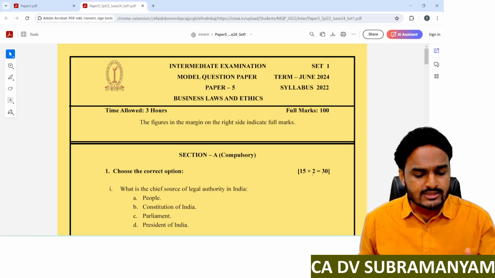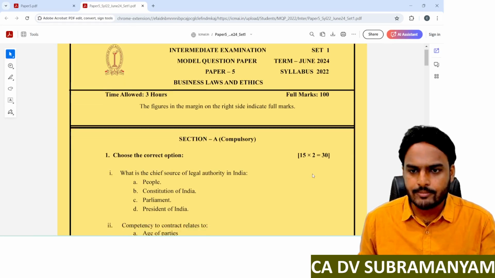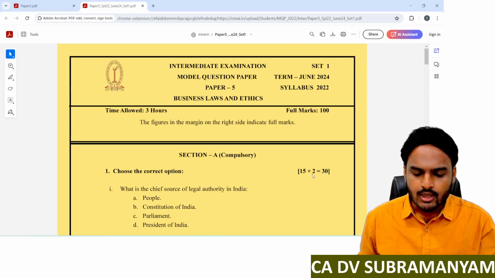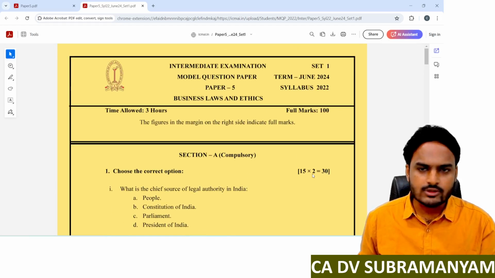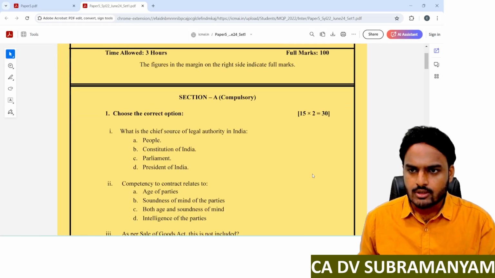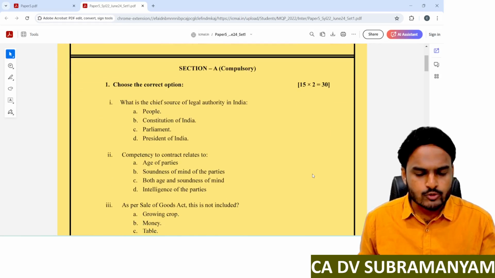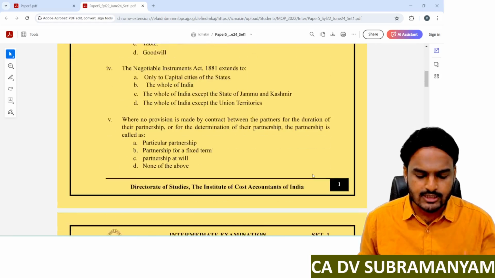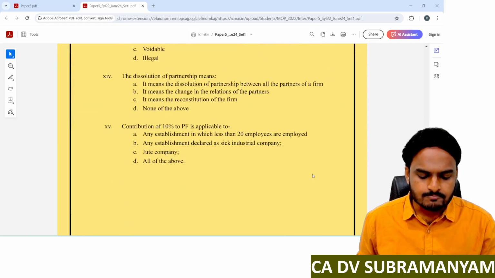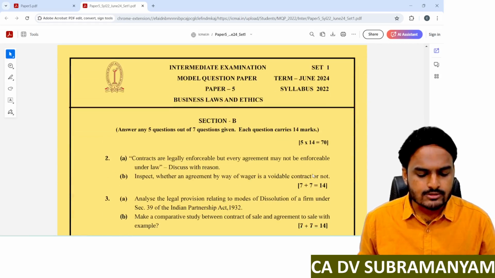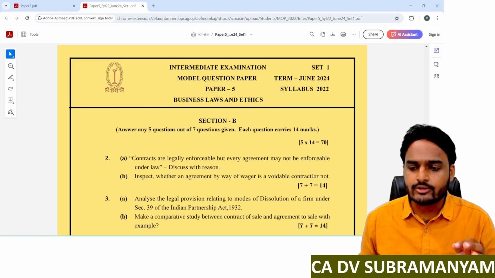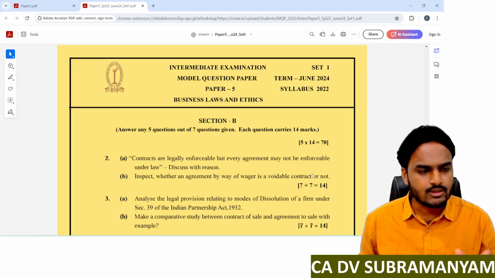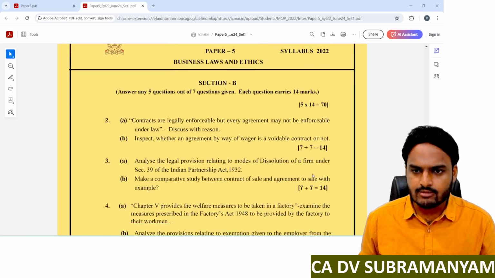And let me show you the recent mock test question paper analysis. You can see here, term June 2024, syllabus 2022. Choose the correct option. 15 multiple choice questions, no choice. Each question carries 2 marks, 30 marks. And in section B, 7 questions were given. Out of 7, you need to attempt only 5 questions. So 5 out of 7, and 70 marks is the weightage.